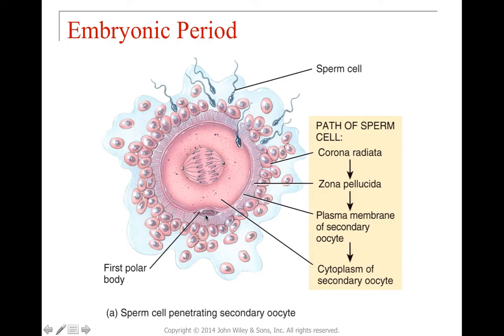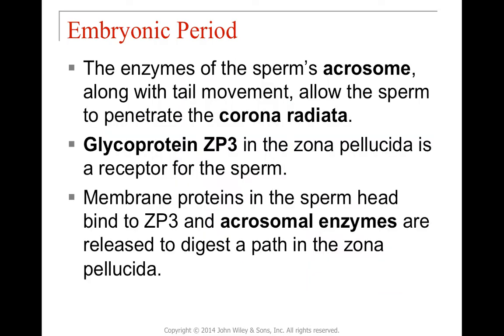Some other things of interest here is the first polar body. This is the other result of the meiotic event that produced this oocyte here, and then plenty of cytoplasm in here. You'll notice that the sperm has almost no cytoplasm at all. All of the cytoplasm that's going to contribute to the developing embryo from this point forward is going to come from the maternal lineage.